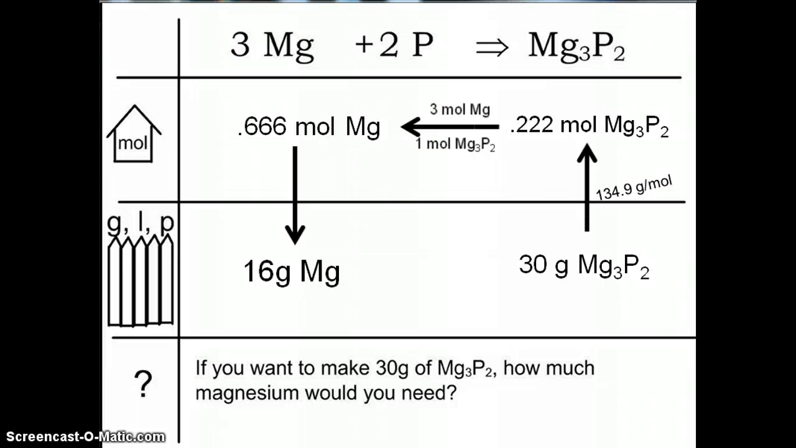And if you're like, wait, how did we know that? How did we find that? Of course, you do need to make sure that you go back to your mole conversion unit and review and refresh your memory. With 0.666 moles of magnesium, you find your molar mass of magnesium by checking the periodic table. And that will give you this 16 grams of magnesium, which of course is your final answer. So in order to make 30 grams of magnesium phosphide, we would need 16 grams of magnesium. And that's the end of example number 1.